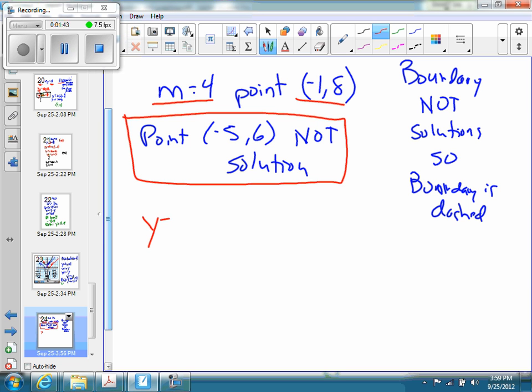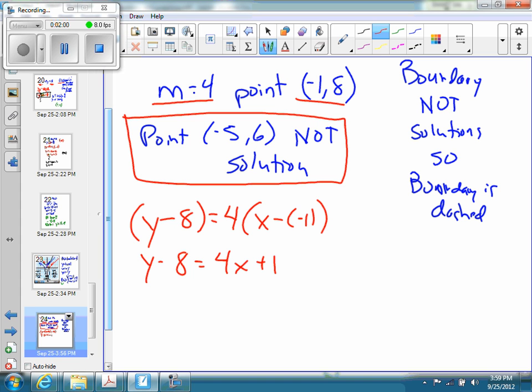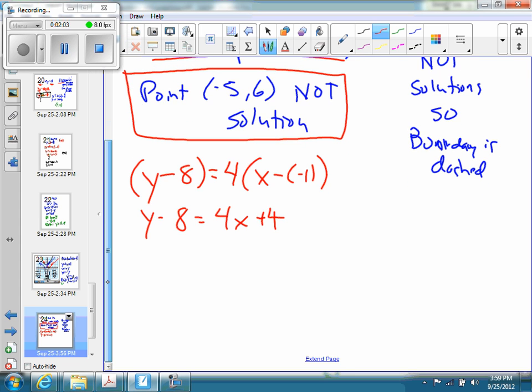So I'm going to go y minus 8 is equal to 4 times x minus -1. Y minus 8 is equal to 4x plus 1. Not plus 4, sorry. Let's just do this a little bit more slowly so I don't confuse myself, let alone anybody else. Y minus 8 is equal to 4 times x plus 1. Y minus 8 is equal to 4x plus 4.